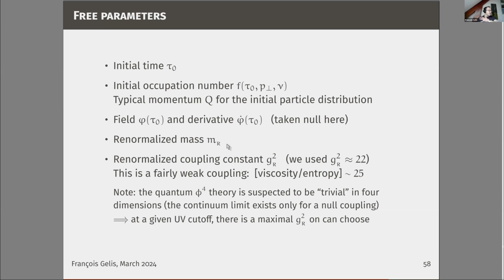You need to choose the renormalized mass and the renormalized coupling. We had G square around 22. It may sound large, but it's not a super large coupling. So to give you a feeling of how strong this coupling is, you can evaluate the ratio of viscosity to entropy at this coupling, and it's around 25 for the phi-4 theory. So it's significantly above 1, and it's still in the regime of rather intermediate couplings, let's say. Not super weak, but not large couplings either.